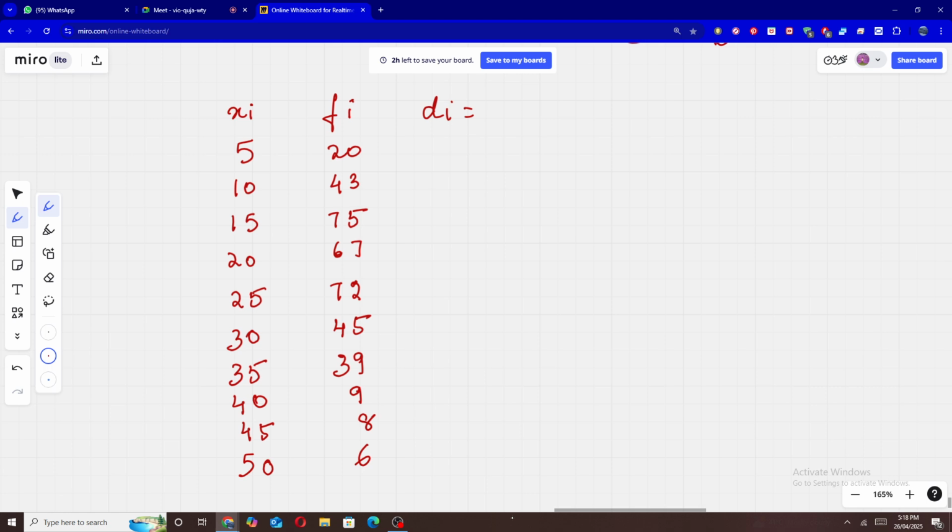Guys, what are you taking as the assumed mean? I'm taking 30. Values? No, not given.